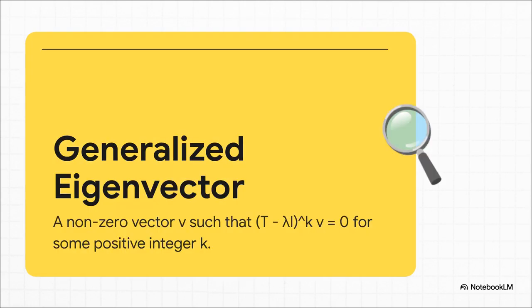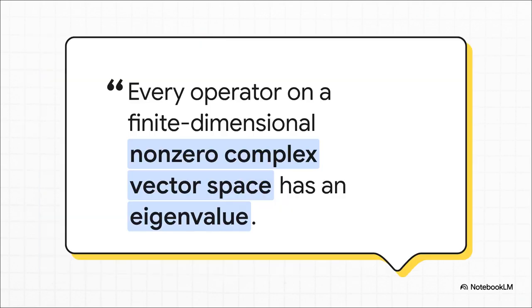Well, not quite. We just have to expand our idea of what a special vector is. And that's where generalized eigenvectors come in. You can think of them as the next best thing. While a true eigenvector gets sent right back to its own line, a generalized one might get knocked off course a bit, but it eventually gets sent to 0 after you apply the operator a few times. They fill in the gaps, letting us still find a simple way to represent the operator, even if it's not a perfectly diagonal one.